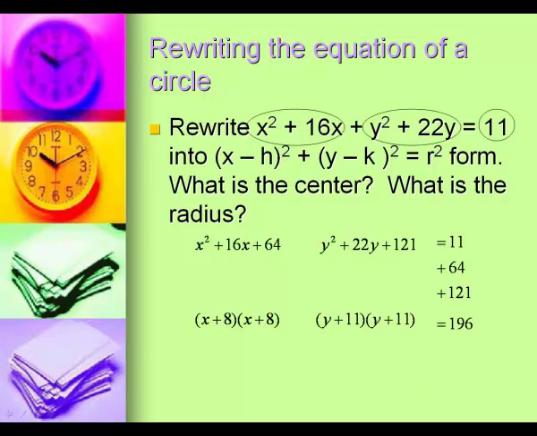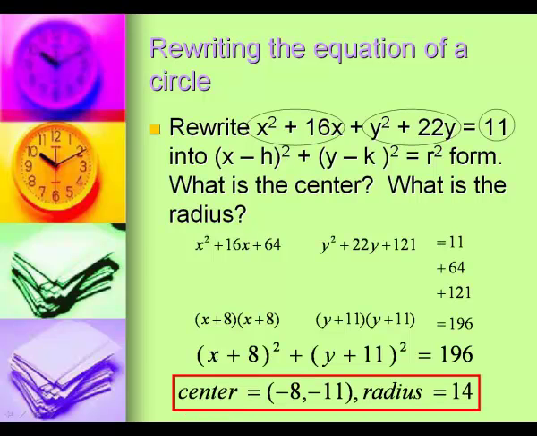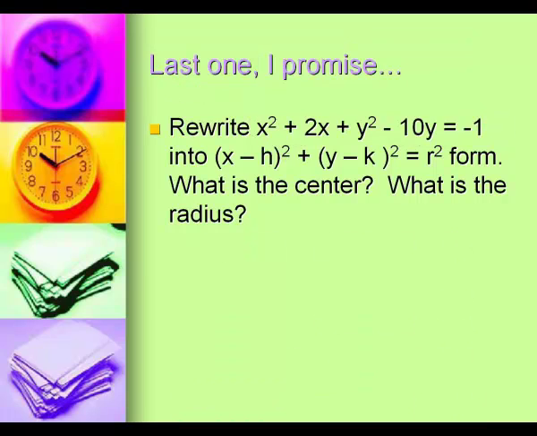We factor the x trinomial into x plus 8 and x plus 8. We factor the y trinomial into y plus 11 and y plus 11. Write them instead as x plus 8 squared and y plus 11 squared equals 196, and then you've got your circle equation. The center for this circle is at -8, -11. The radius of this circle is the square root of 196, which is 14. Try the next one without my help and pause until you're ready to go through it.